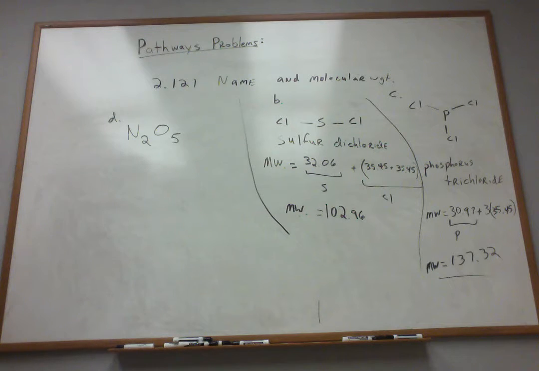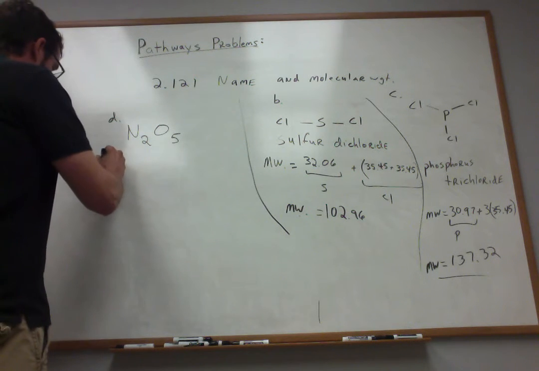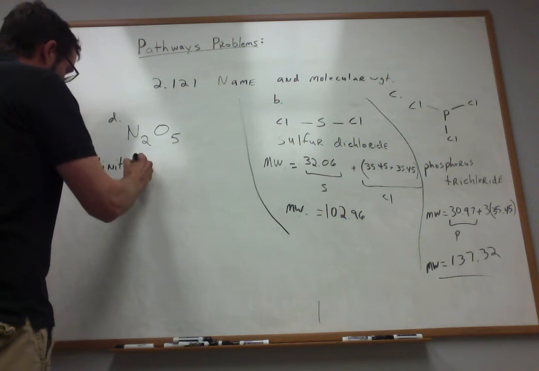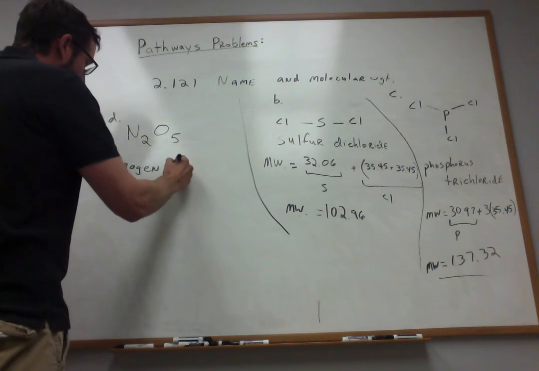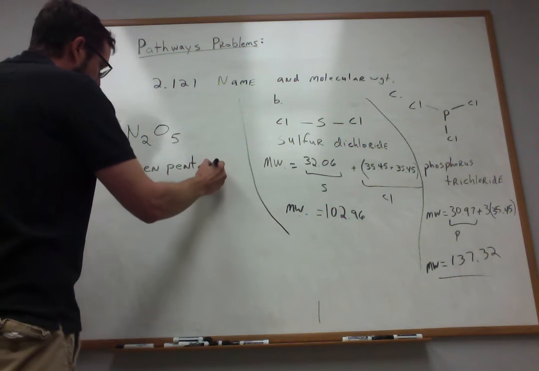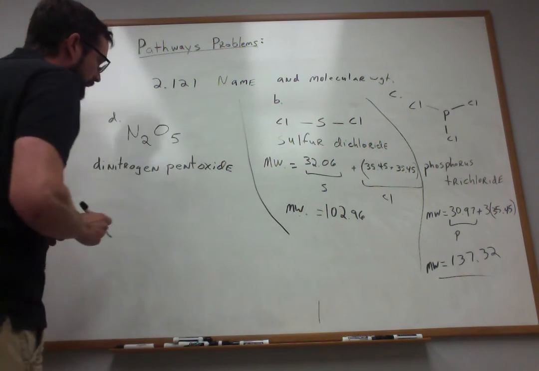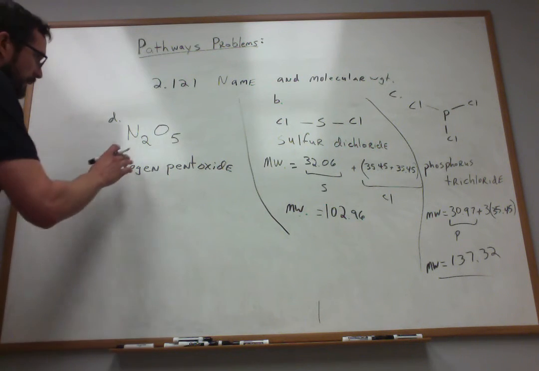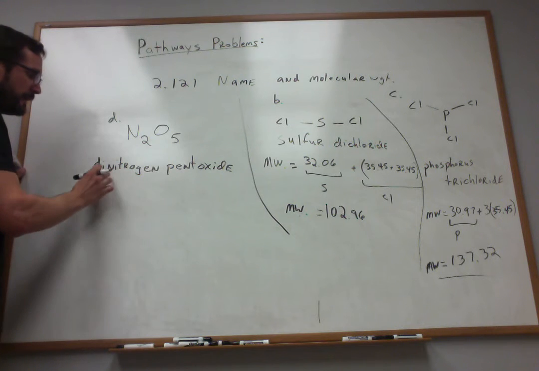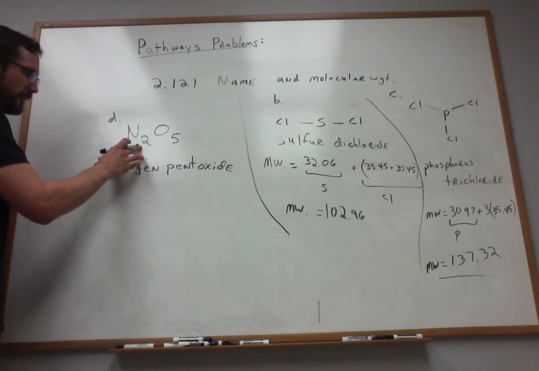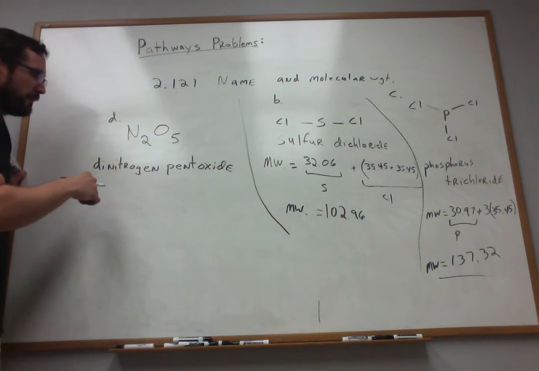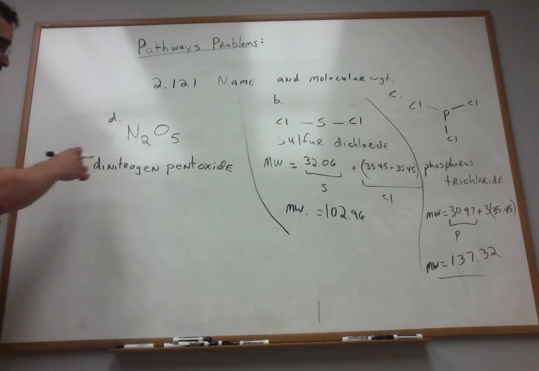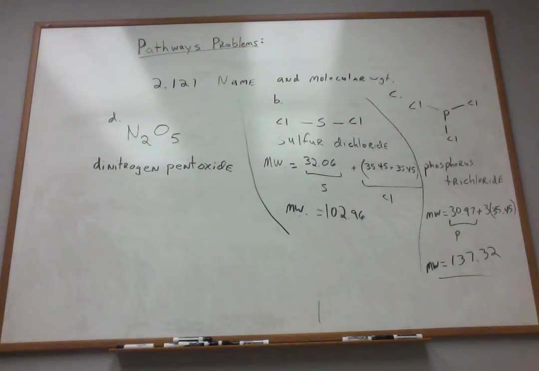So what are we going to call this one? I like the term dinitrogen pentoxide for this one. It's a binary covalent compound. We use di here to denote we have 2 of the first element, and pent for the 5 oxygens, okay? The nitrogen, if you look on the periodic table, is one group to the left of the oxygen, so it comes first, hence the dinitrogen pentoxide.